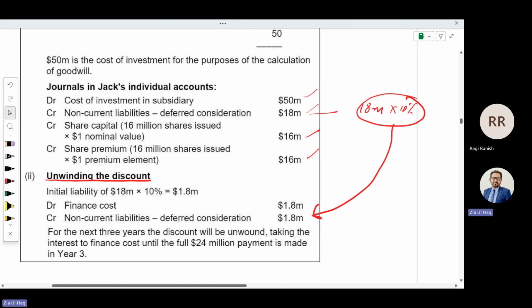Can you understand this? In case of contingent consideration, we need to incorporate it in the calculation using the discounted, present value method. And on the liability, we need to unwind the discount, meaning record the finance cost against the liability every year. For how many years? Until the time period: 3 years for 3 years, 5 years for 5 years.